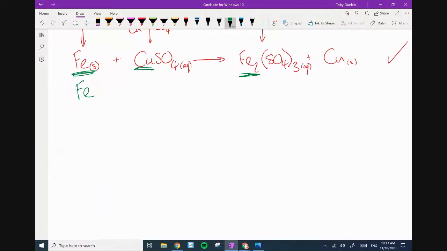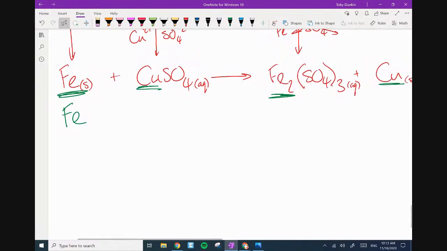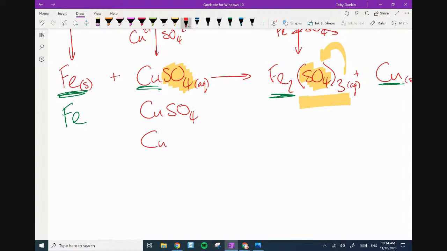Next, 1 copper, 1 copper. I'm good, that's nice. Right, now this is the tricky bit. What we're going to do is treat the sulfate ion as an entire entity. So over here, I have 3 sulfates. I need 3 sulfates on this side then. So I'm going to copy it 3 times. I copy it 2 more times. There we go. I've now got 3 sulfates, 1, 2, 3, and 3 sulfates on that side as well.